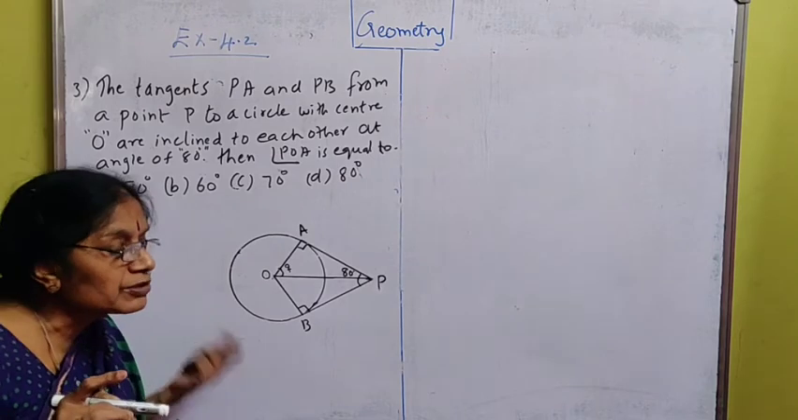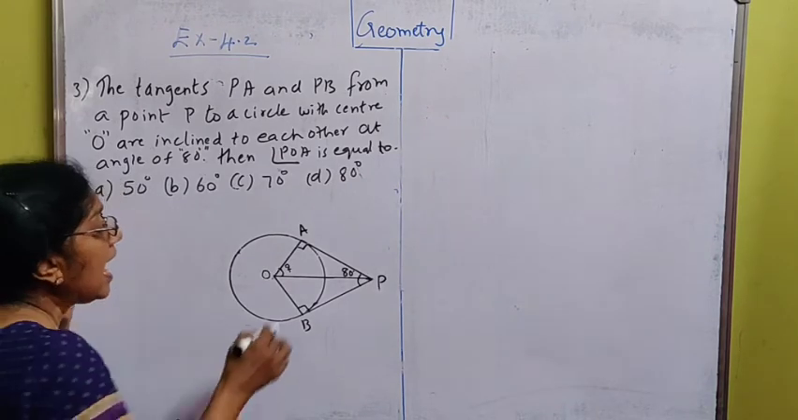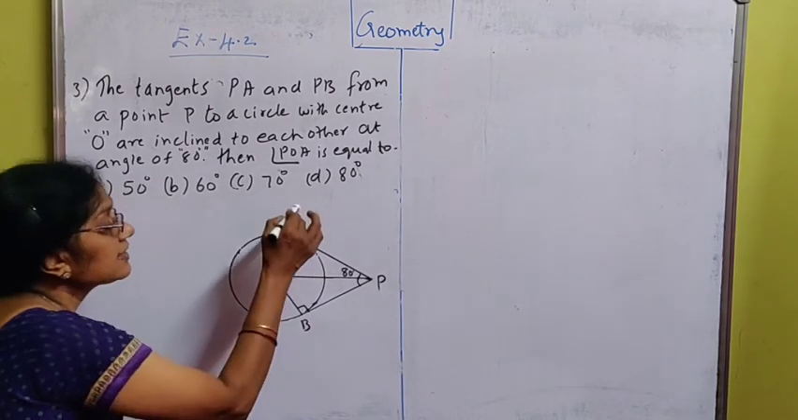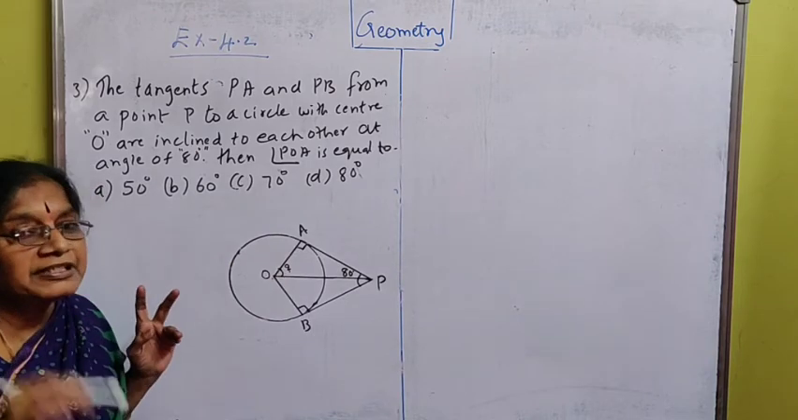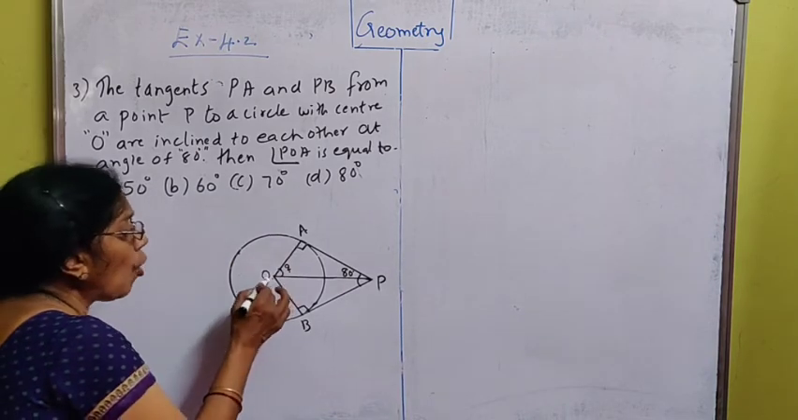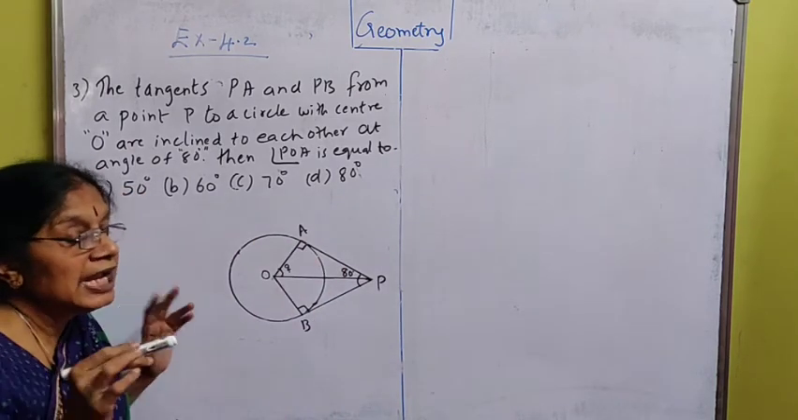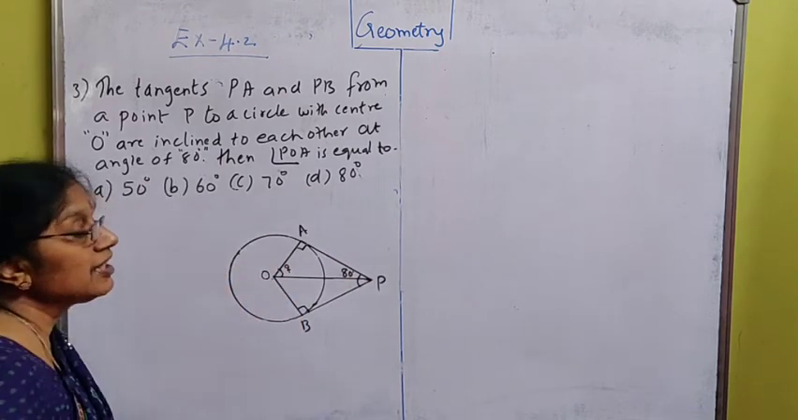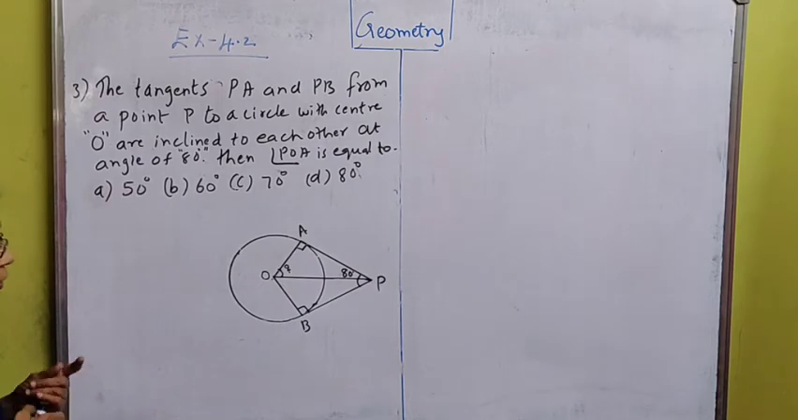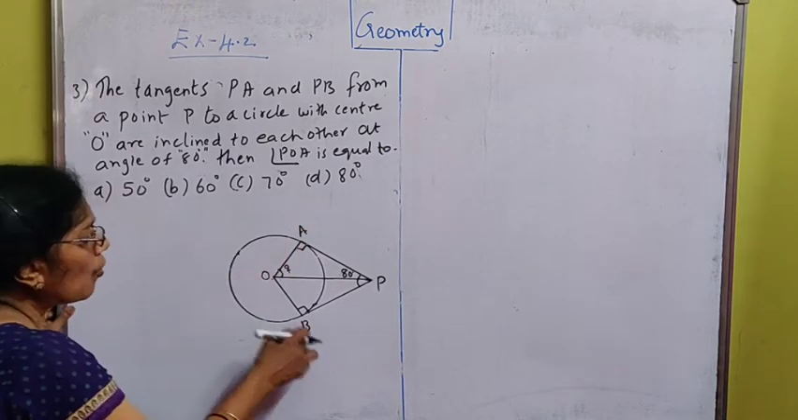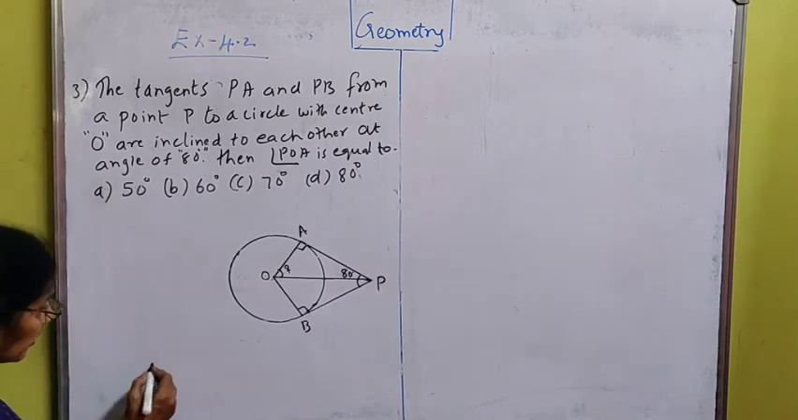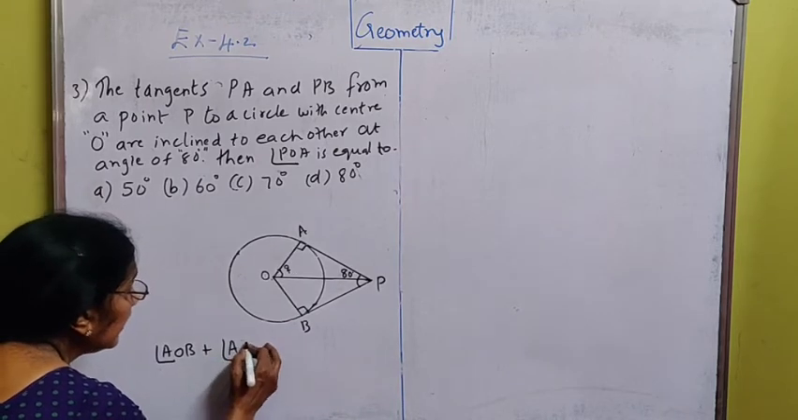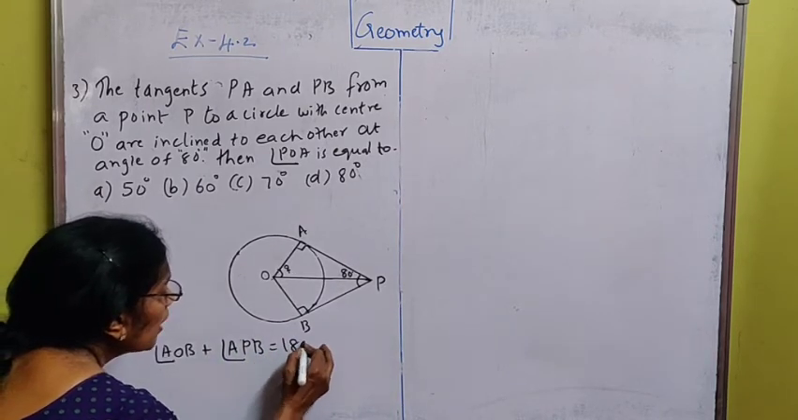Just now in the previous sum I told you that angle A is 90, angle B is 90, so angle A plus angle B is 90 plus 90 is 180 degrees. That means angle O plus angle P will also be 180, because the sum of all the angles in a quadrilateral is 360. Consider PAOB as a quadrilateral. So angle AOB plus angle APB is equal to 180 degrees.